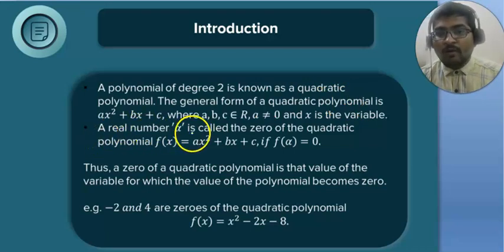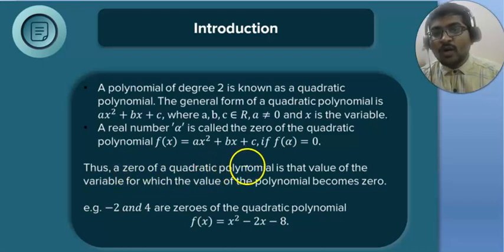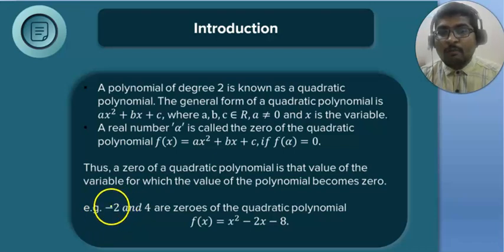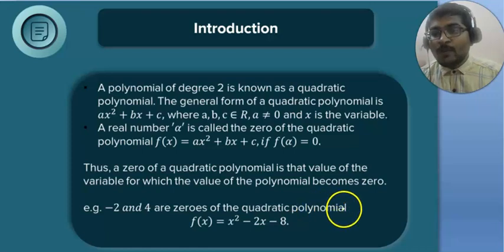A real number alpha is called a zero of the quadratic polynomial f of x equal to ax square plus bx plus c if f of alpha is equal to 0. Thus, a zero of a quadratic polynomial is the value of the variable for which the value of the polynomial becomes 0. For example, minus 2 and 4 are the zeros of the quadratic polynomial f of x equal to x square minus 2x minus 8.